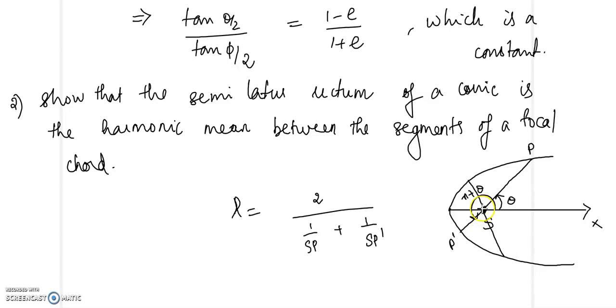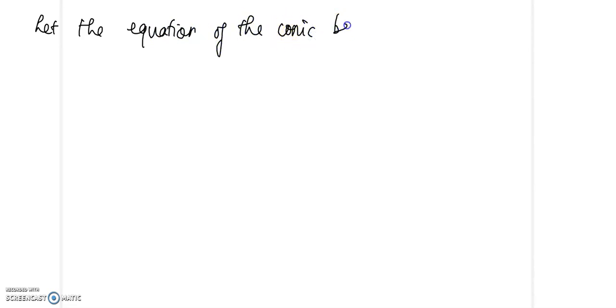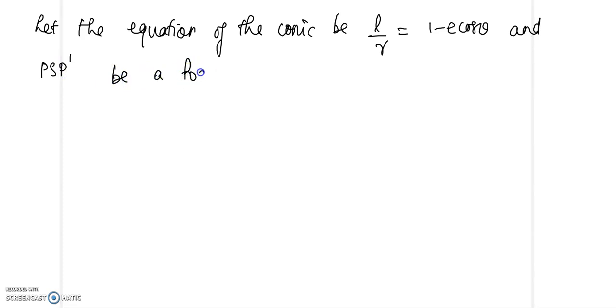So using these 2 points, let us write the equation of this conic. So let the equation of the conic be L by r equal to 1 minus e cos theta, and let P S P dash be a focal chord.